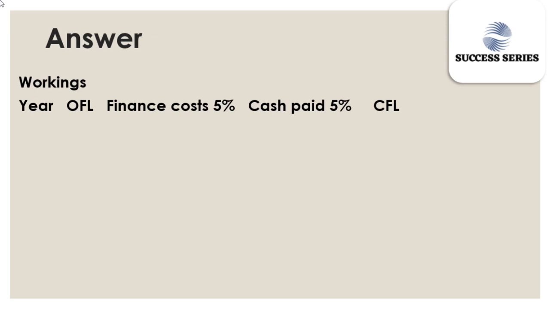And what's the coupon rate? The rate attached to our instrument. So you realize that we're given a rate which was attached to our instrument, and that's the coupon amount or cash paid in this instance. Then we'll get our closing financial liability. So let's do that for the respective years.